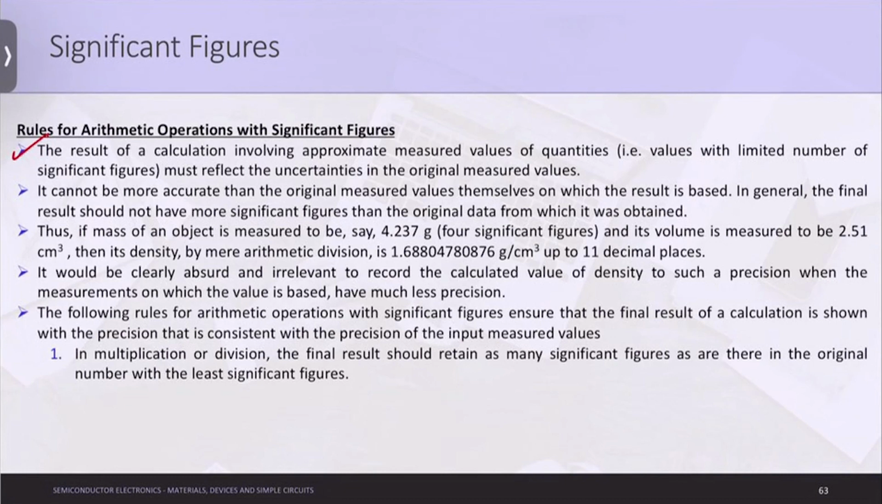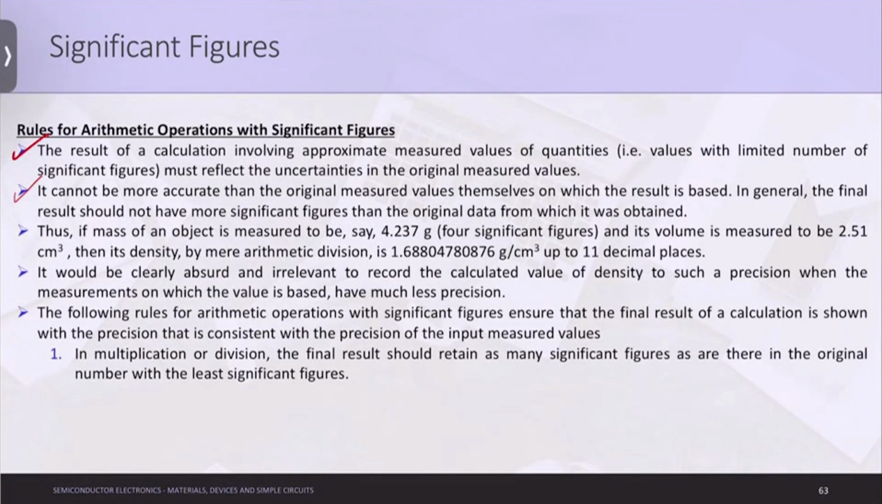Quite evident, if the actual data which was obtained is, let's say, 3.56 meters, that is the true value. Your answer cannot be more than the true value, right? It cannot be 3.563. How can you say that the measured value is 3.563 when the true value is 3.56 only? So, seeing the example, quite evident that the final result cannot have more significant figures than the original data. Okay.